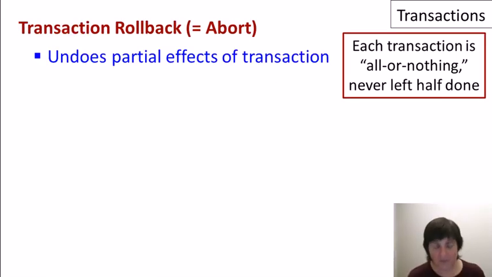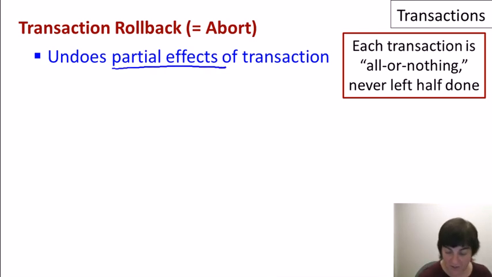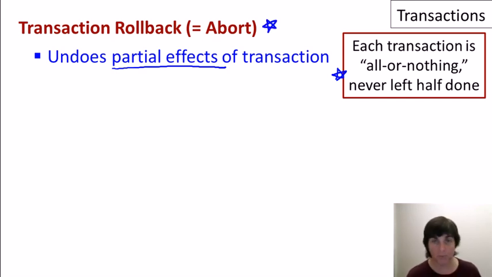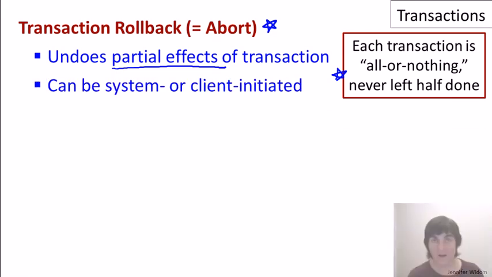Now let's come back to the fact that the system will undo partial effects of a transaction to guarantee the atomicity property, that each transaction is executed in an all or nothing fashion. This concept of undoing partial effects of a transaction is known as transaction rollback or transaction abort. The reason I'm mentioning it here is that although it is the implementation mechanism for atomicity, it's also an operation that's exposed by the database if an application would like to use it.